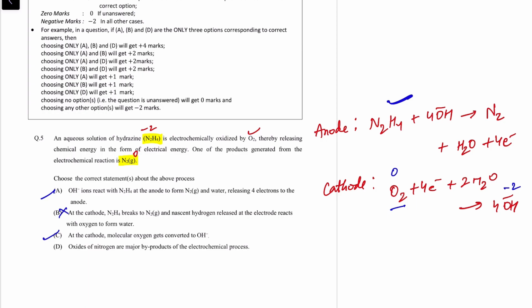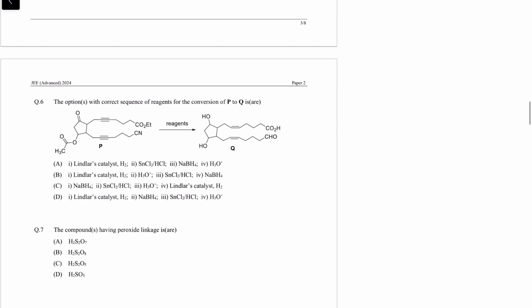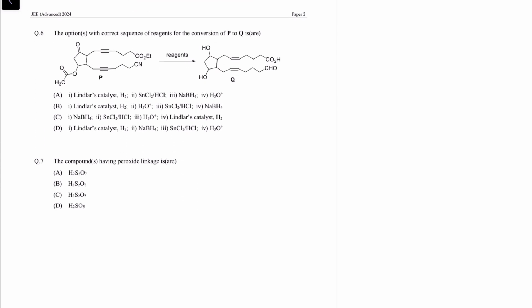Oxides of nitrogen are major byproducts of the electrochemical process. No, this is not correct. So the correct answers to this question are option A and option C. Moving to the next question. So we will solve these questions in a very short manner.